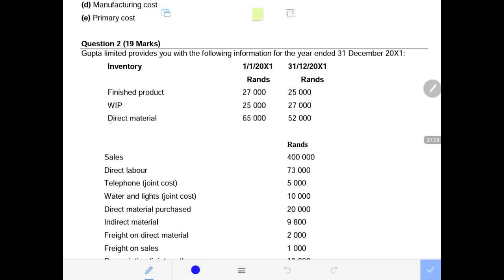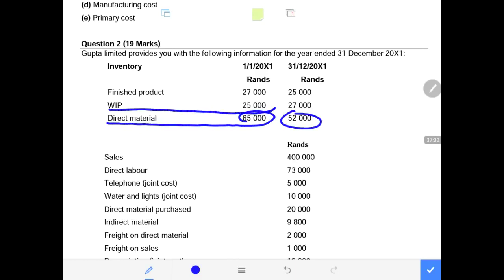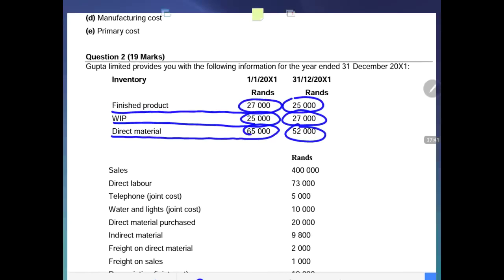We are given the balance of the direct raw material, opening and closing. We are given the balance of the work in process, opening and closing. We are given finished goods, opening and closing. So let us start with what we have. Remember, you are not required to do the ledger account.